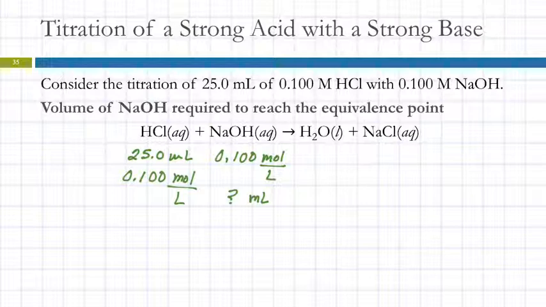So stoichiometry always starts with grams to moles to grams. And then we sometimes need to modify that a little bit. So here, instead of starting with grams, we're starting with milliliters. And instead of ending with grams, we're ending with milliliters.